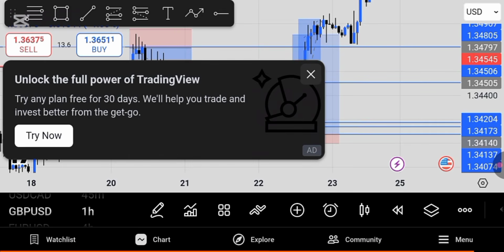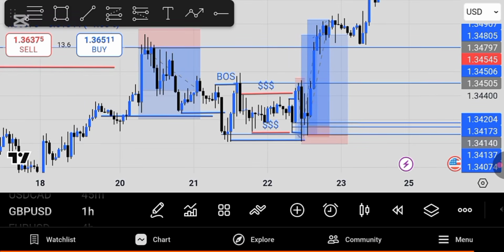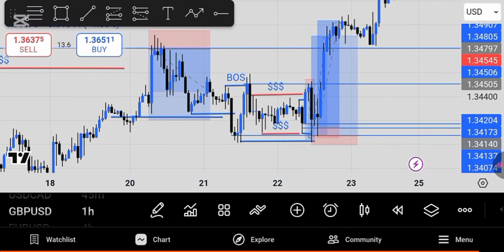This is how I get these sniper entries, and you can also reciprocate the same thing just by understanding the right key level to trade from.